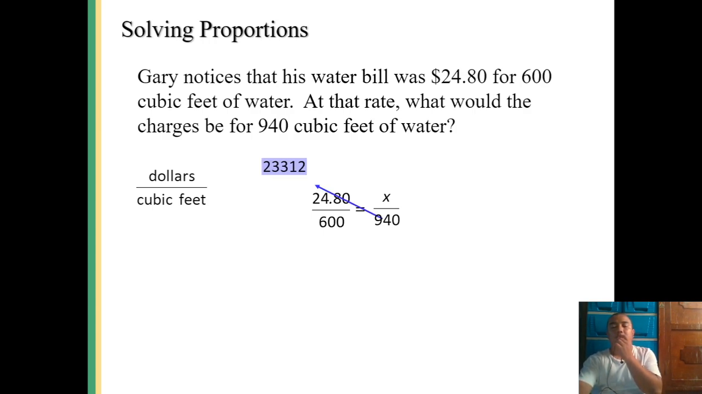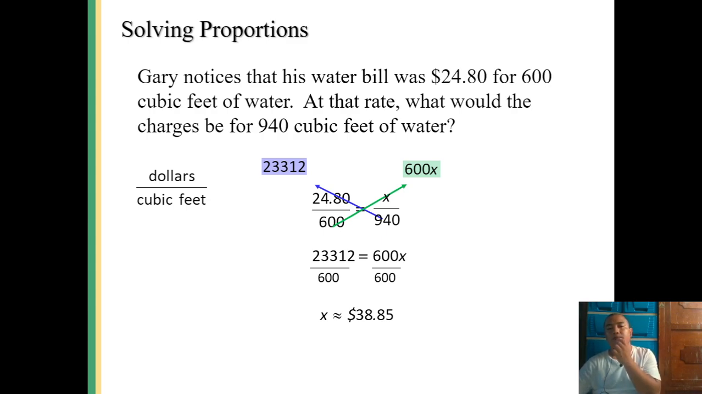Cross products. 24.80 times 940 is 23,312. x times 600 is 600x. Set the ratios equal. 600x equals 23,312. Divide both sides by 600. Solve the equation. That means 38.85. So his water bill will be $38.85 when the water is 940 cubic feet.